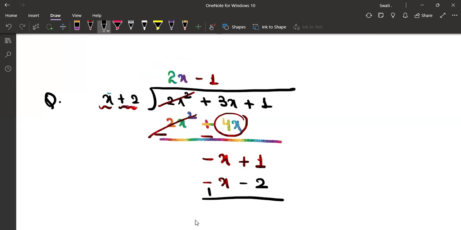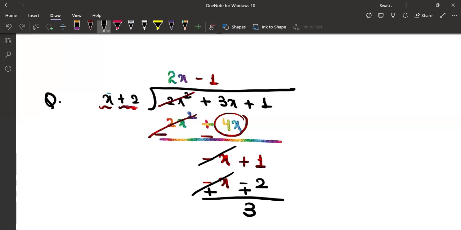X. We will change both terms. Okay, we'll change the sign. So -x plus x will get cancelled. What is the answer for the next term? +1 +2. So the answer is 3. Because plus हो रहा है, right?